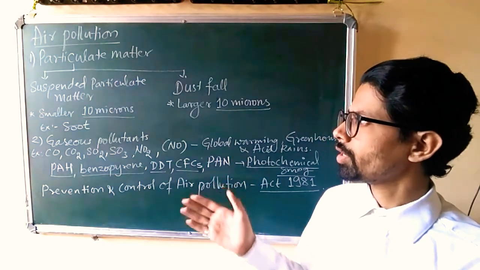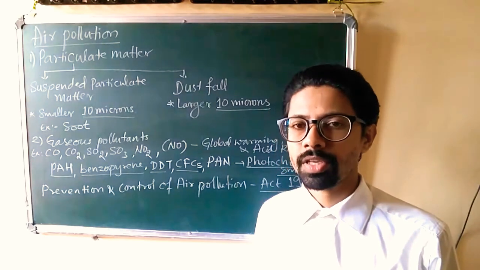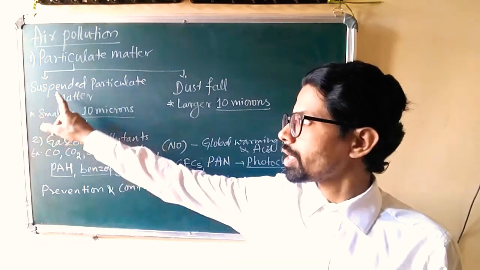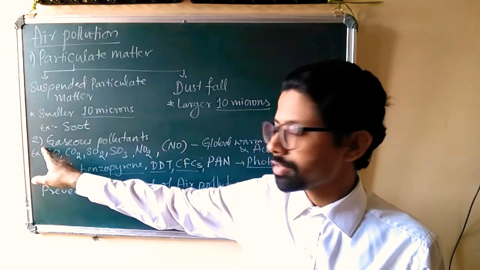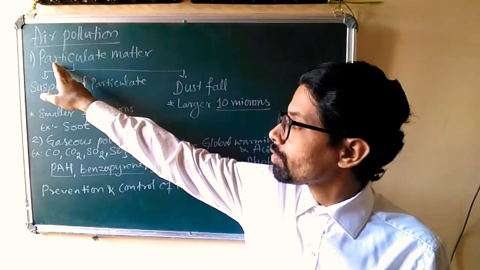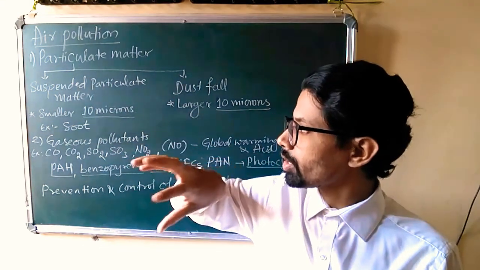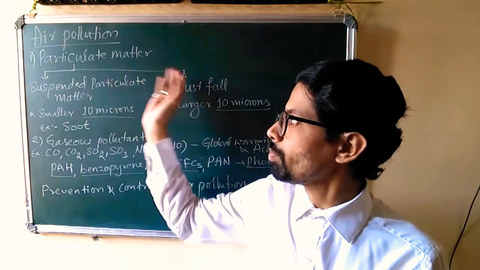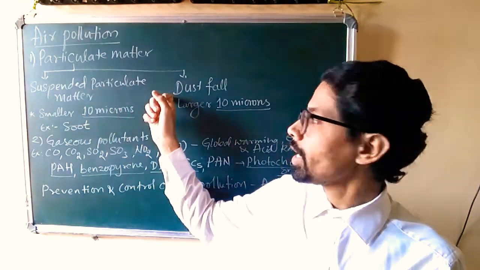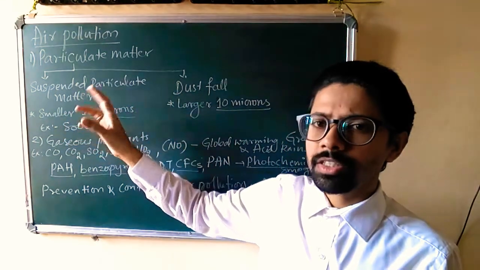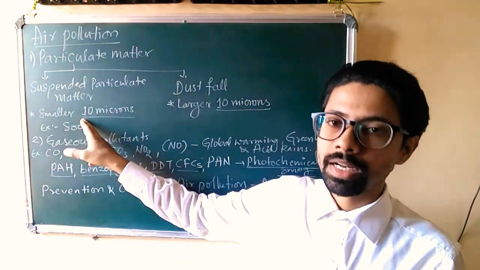As you can see on the board, the major air pollutants in this world are, first, particulate matter, and second, gaseous pollutants, right? Particulate matter is the solid matter whose size generally is larger. It can be divided into two parts: suspended particulate matter and dust fall. The size is different in both of them. The size of suspended particulate matter is smaller than 10 microns.